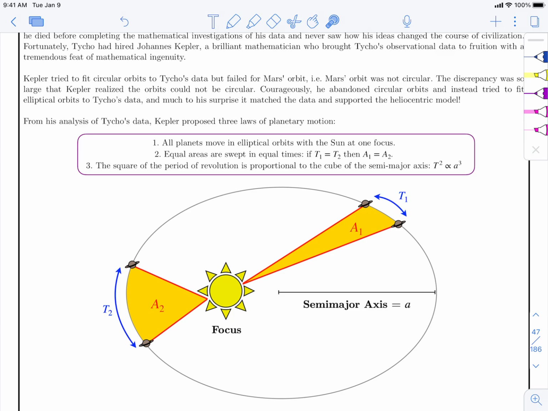His third law was very surprising as well. He said that for all the planets, this particular relationship is true. T, remember, was the period, a time from one point to another in the orbit. If you take any time and you square that time, he realized from his calculations that that will be proportional to the cube of what we call the semi-major axes.